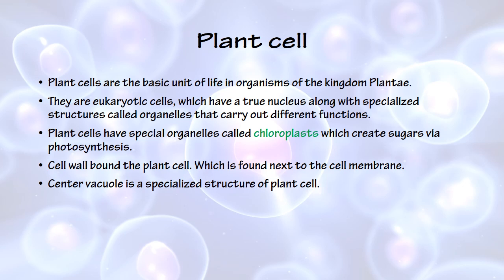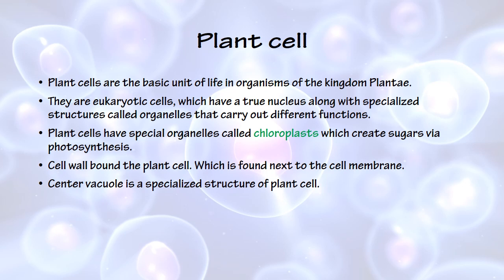So, as I said before, the cell wall is a feature of the plant cell which covers the plant cell, and chloroplast is a specialized structure of the plant cell which does the major function called photosynthesis, that means creating sugars via photosynthesis. And another thing, the central vacuole is a specialized structure of plant cells.